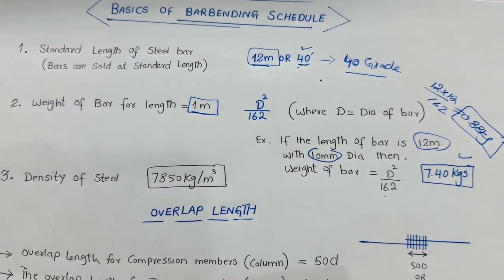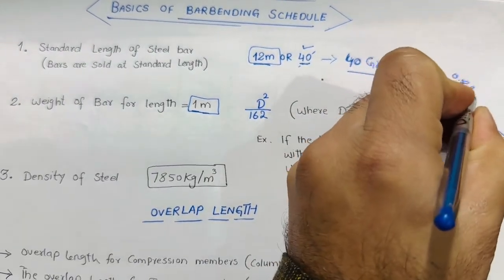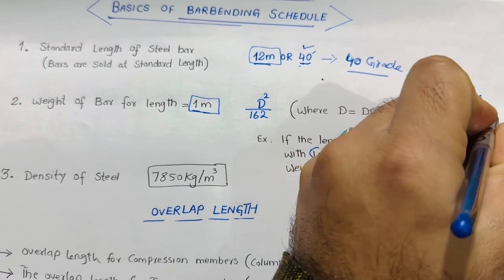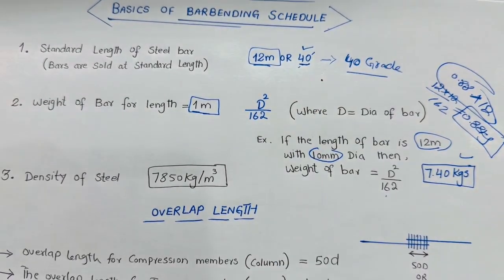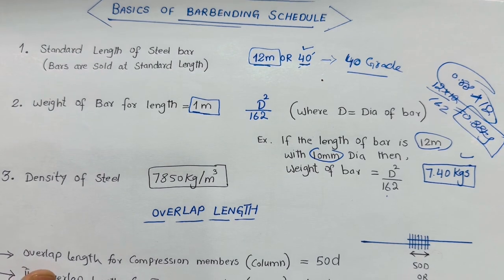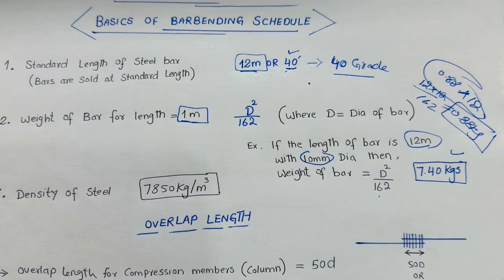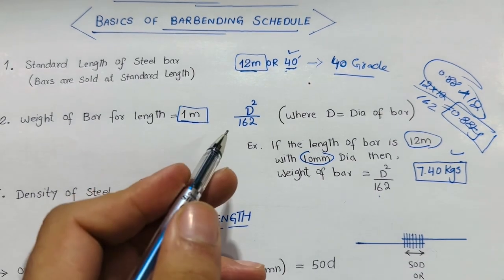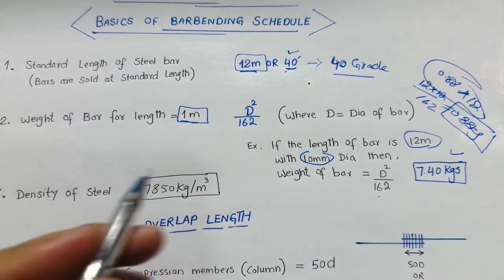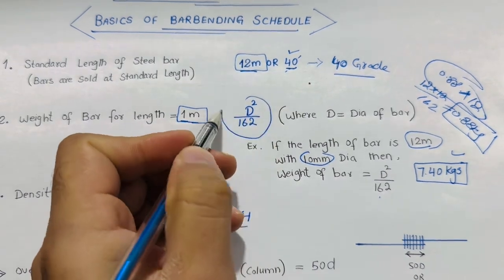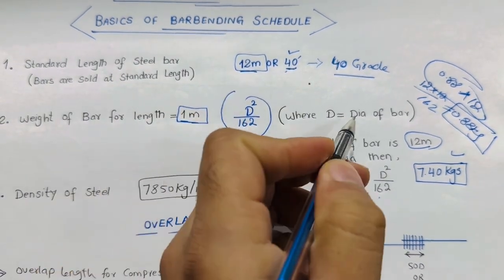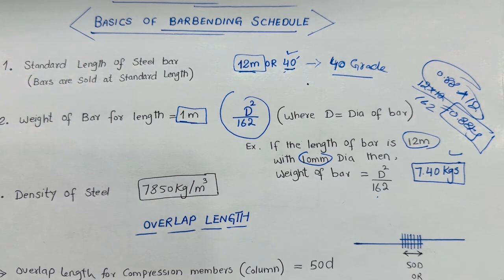If you have 12 meters, then 0.88 multiplied by 12, you will get the weight of one steel rod which is 12 meters long and the dia is 12 millimeter. This is very important if you are working on a construction site, how you can calculate the weight of steel for 1 meter. If that is 16 millimeter or any dia, the formula is d square divided by 162, and the diameter should be in millimeter, not in meter, okay?